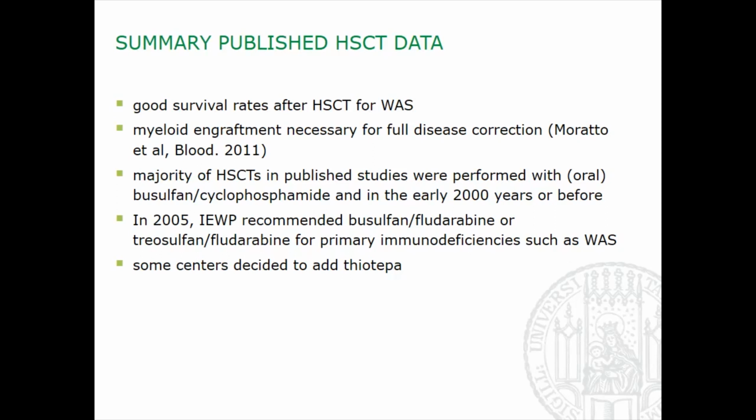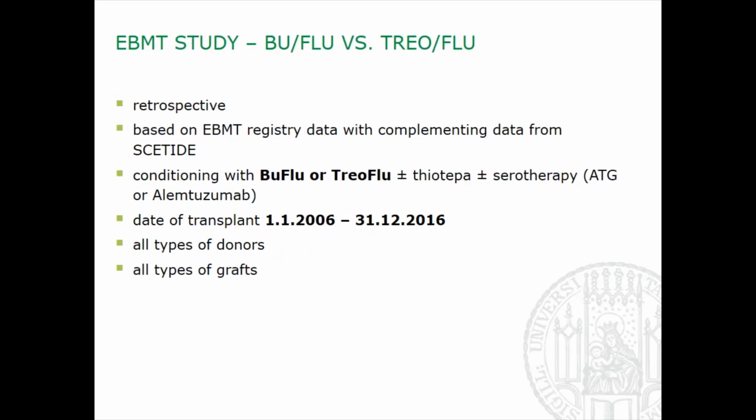The Inborn Errors Working Party of the European Group for Blood and Marrow Transplantation in 2005 published recommendations for transplant for primary immunodeficiencies, and they recommended either busulfan fludarabine or triosulfan fludarabine to be used as conditioning, and some centers also decided to add thiotepa. So what we did last year is we retrospectively looked at the transplants that were done in Europe with these two regimens, either busulfan fludarabine or triosulfan fludarabine plus minus thiotepa and serotherapy, in a very recent time frame, from 2006 to 2016.